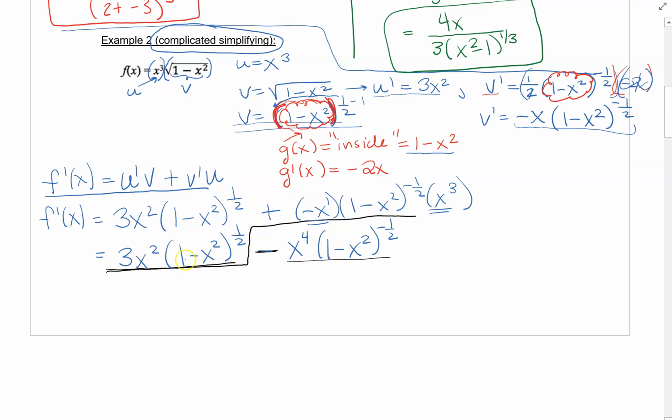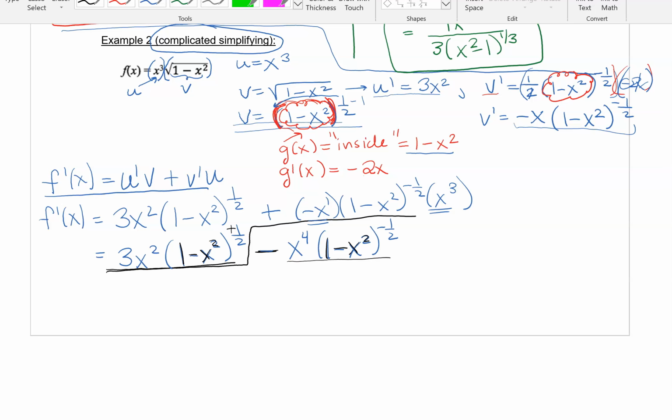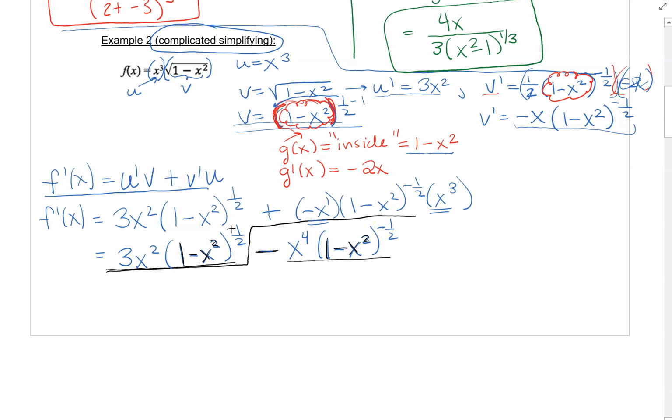In each of the parts, we have this common base of 1 minus x squared. In one part, it's raised to a positive power, and in the other part, it's raised to a negative power. So what we're going to do is factor out the one being raised to the negative power. So I'm going to factor out a (1 minus x squared) to the power of negative 1/2 from both of these parts. And so I need to figure out what goes here and here, right? There's a subtraction in between them, but there'll be something left from this part and something left from this part.